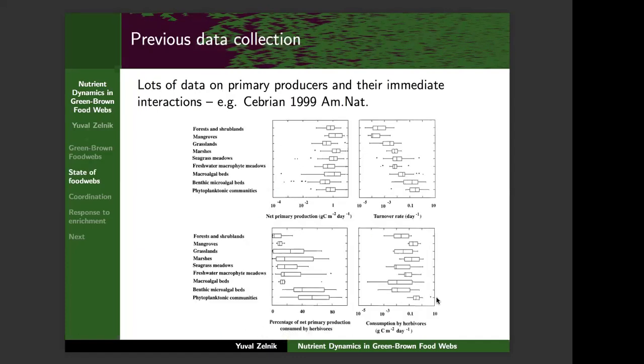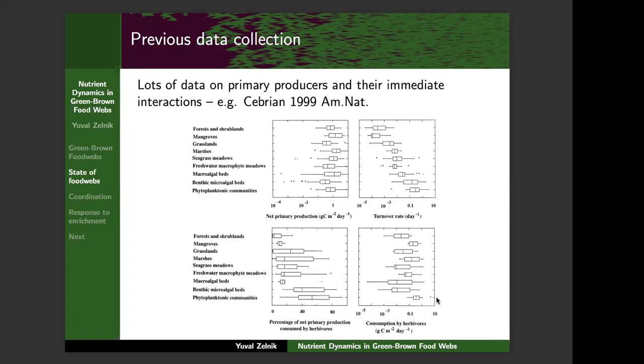And so now comes the question of, okay, I have a model, but I want to get it to make any sense. I need to parameterize it. I need to understand, how are the stocks and fluxes? How do they look like? And so what turns out to be not so hard is to get data on some things, in particular primary producers and their kind of immediate interactions.